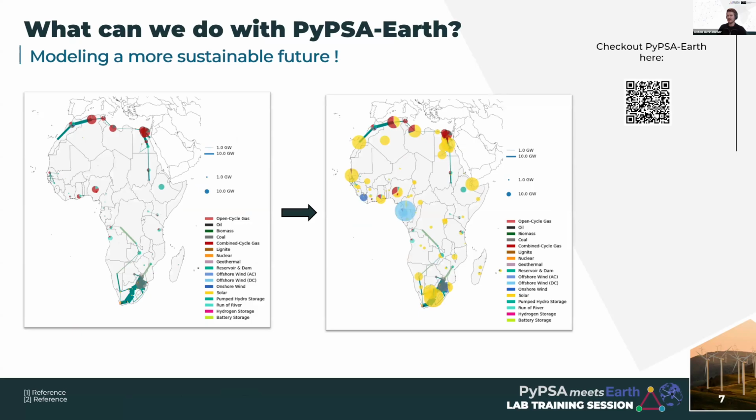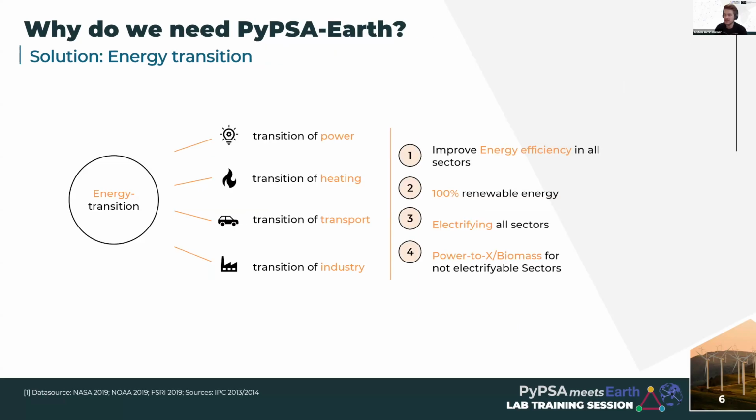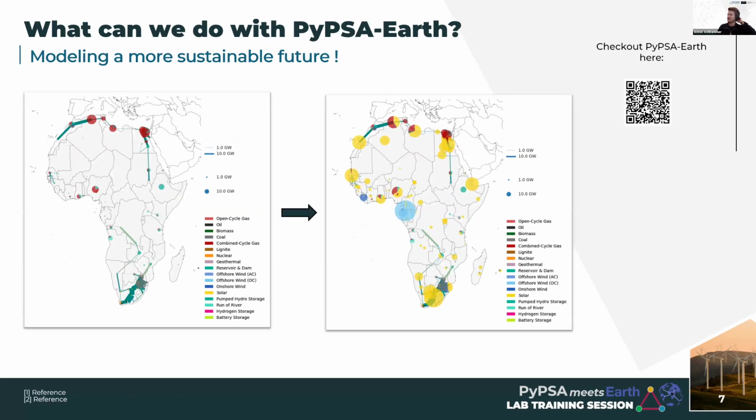Now, as we know why we need PyPSA, we want to take a look into what we can do with PyPSA-Earth. And what we can do with PyPSA-Earth is basically modeling a more sustainable future. In this example, we modeled the whole continent of Africa. On the left side, you can see the energy system as it is right now. As you see, in the north it is very gas-based, in South Africa very coal-based, and in between some hydropower.